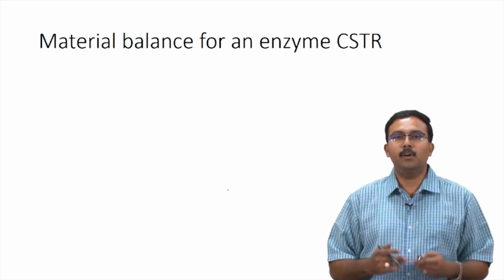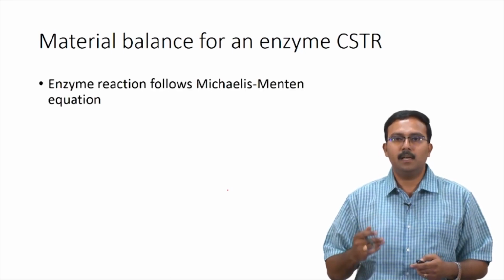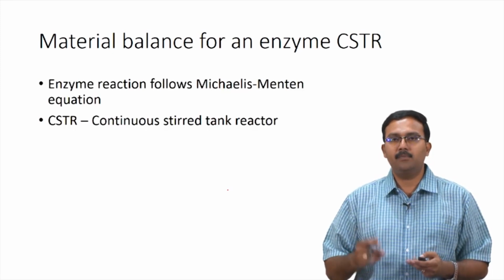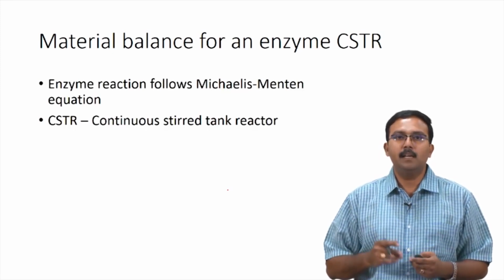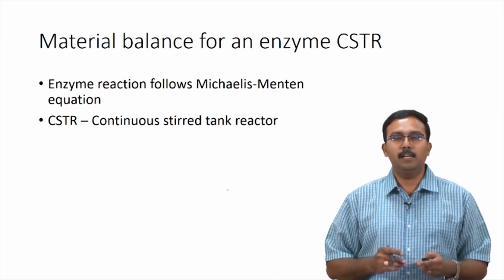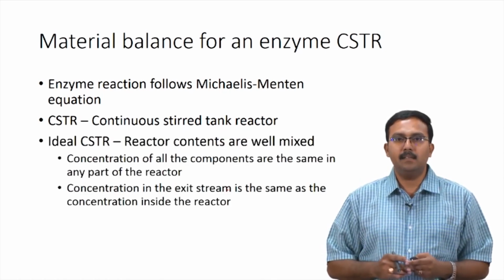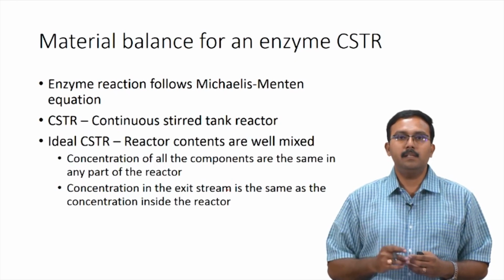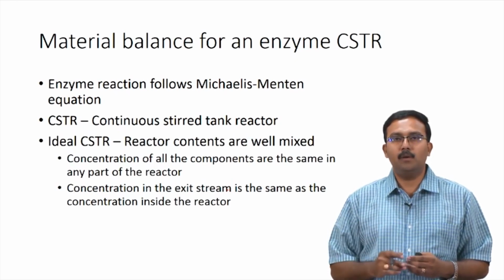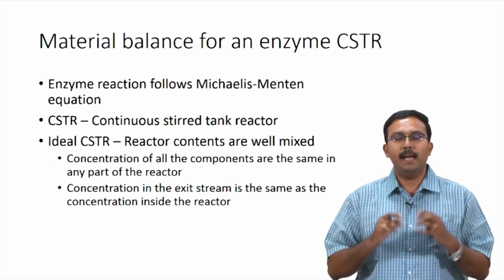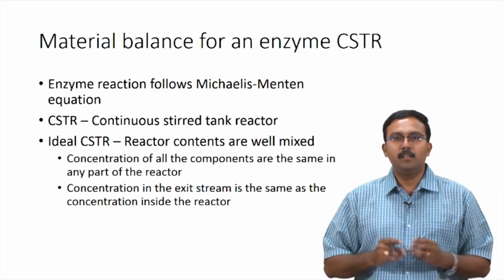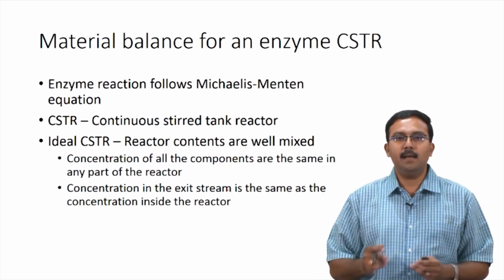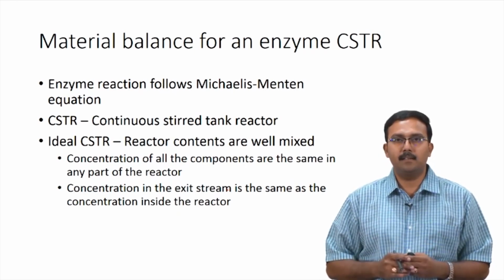So, we will account for a CSTR, which is a continuous stirred tank reactor, in which an enzyme reaction that follows Michaelis-Menten kinetics is happening. We will assume that it is an ideal CSTR, which means the reactant contents are well mixed. This means the concentration of all the components is the same in any part of the reactor. This would mean that the concentration in the exit stream is the same as the concentration inside the reactor.